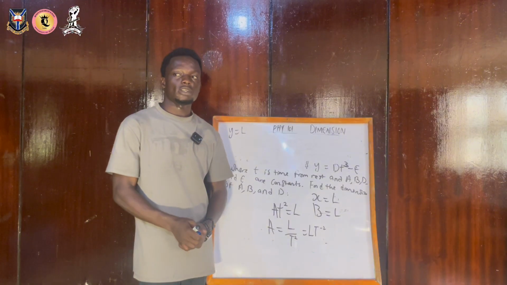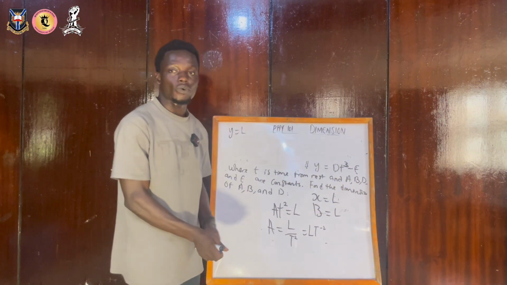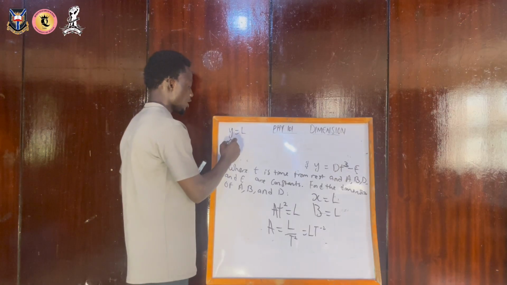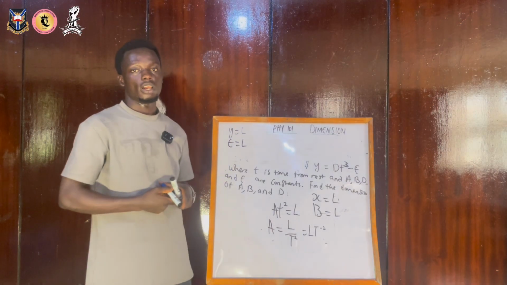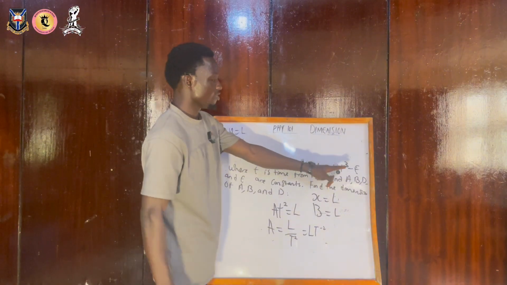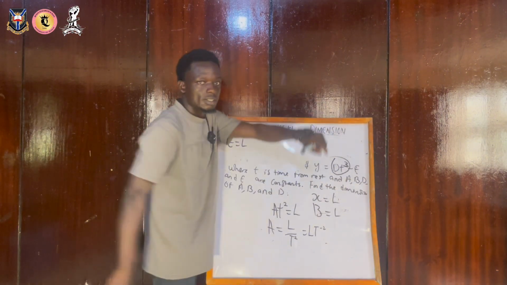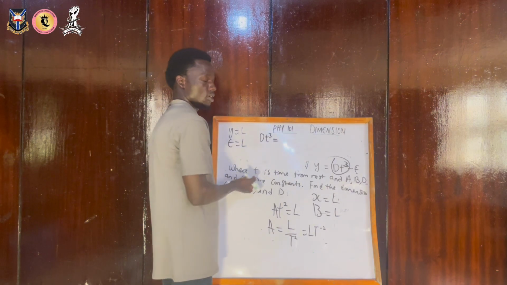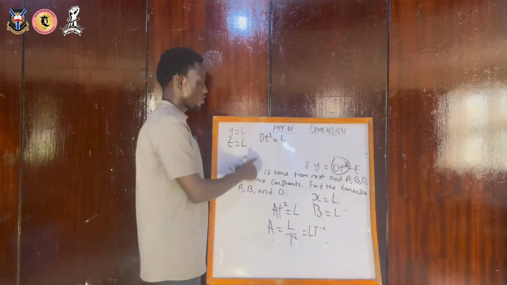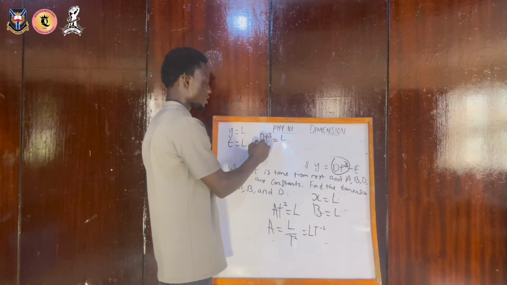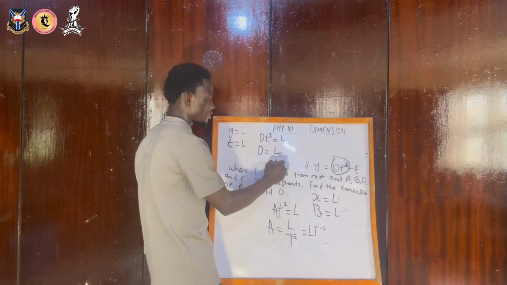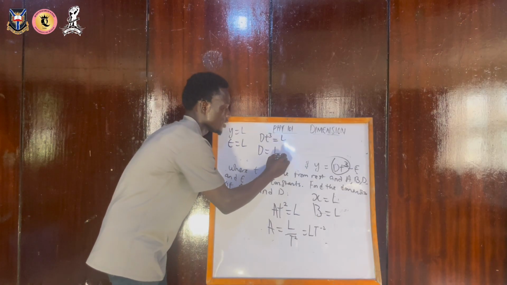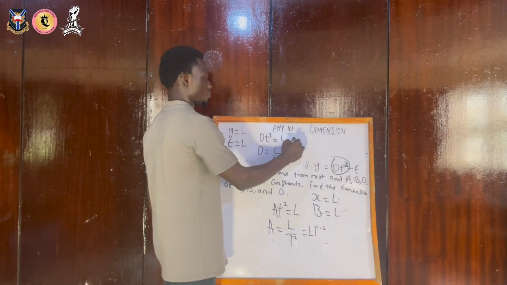And since our Y is displacement, that means E also carries the dimension of Y. So if our Y has a dimension of L, our E will also have a dimension of L. Are we together? Now let's look for D. You know, dt cube also must have the same dimension as E. So that means our dt cube has a dimension of L as well. So finding the dimension for D, we can conclude that our D equals L over, since our T is time, the dimension for time is T, T cube. So at the end of the day, our D is what?